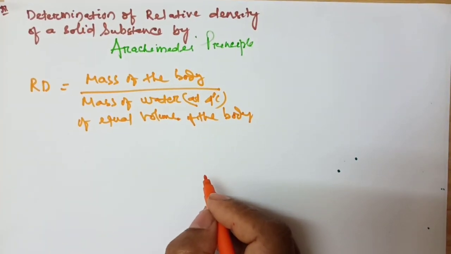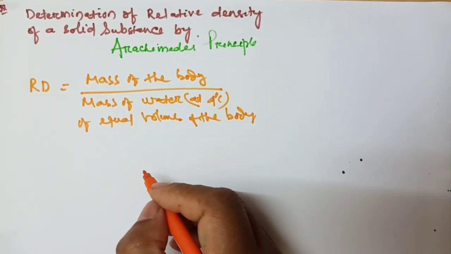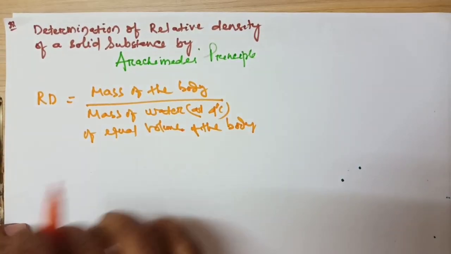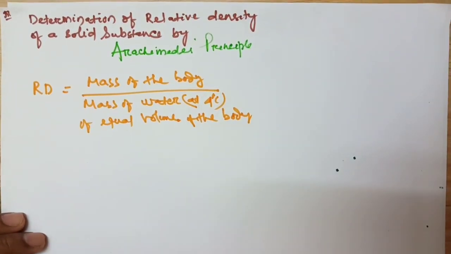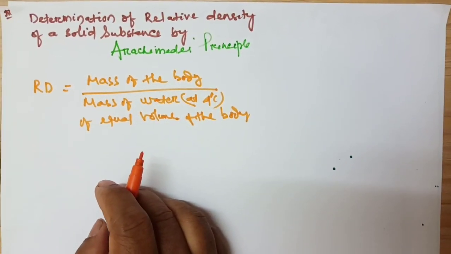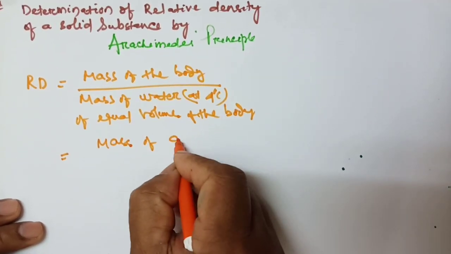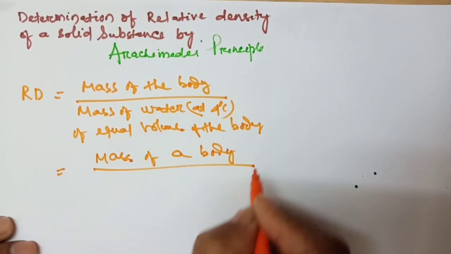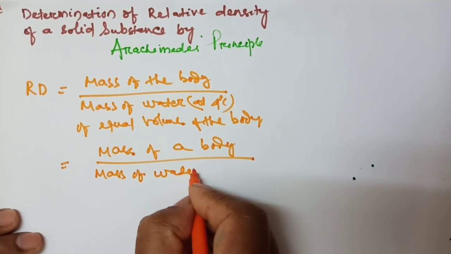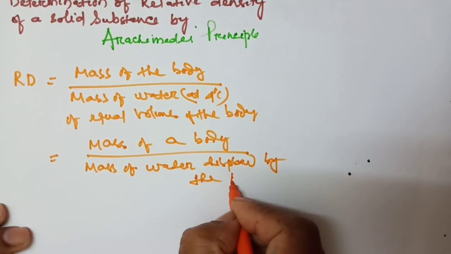You know Archimedes principle: the mass of water of volume equal to that of the body is obtained when the body is completely immersed in water and displaces water. The weight of that displaced water is equal to the volume of the body. So you can write another way: the mass of the body by the mass of water displaced by the body.